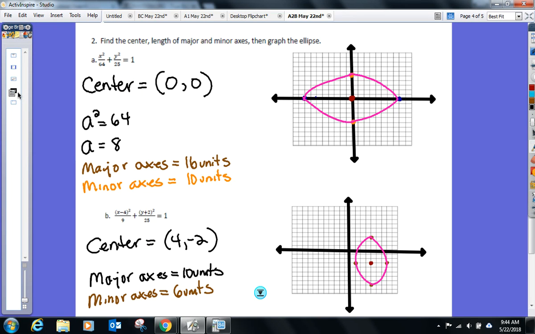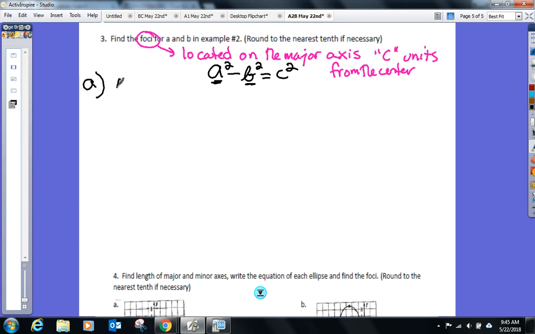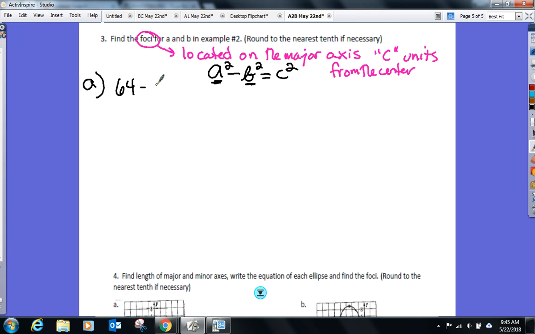What are my A squared and B squared values? 64 and 25. So 64 minus 25. Don't square them. I drove myself nuts on one of these problems the other day, and I'm like, what am I doing? Oh, they're already squared. 64 minus 25 equals c squared.